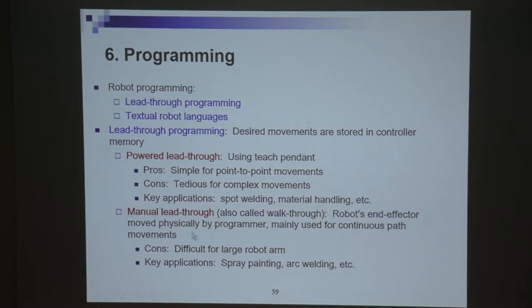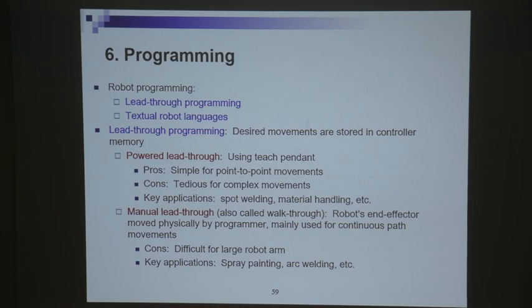There's also something called a manual lead-through, also known as the walkthrough. You hold on to the end effector, and the programmer moves the end effector physically. So you can use it for continuous path movement. Instead of having a teach pendant, which is like a tablet, with a physical lead-through you hold on to the end effector of the robot and move it.